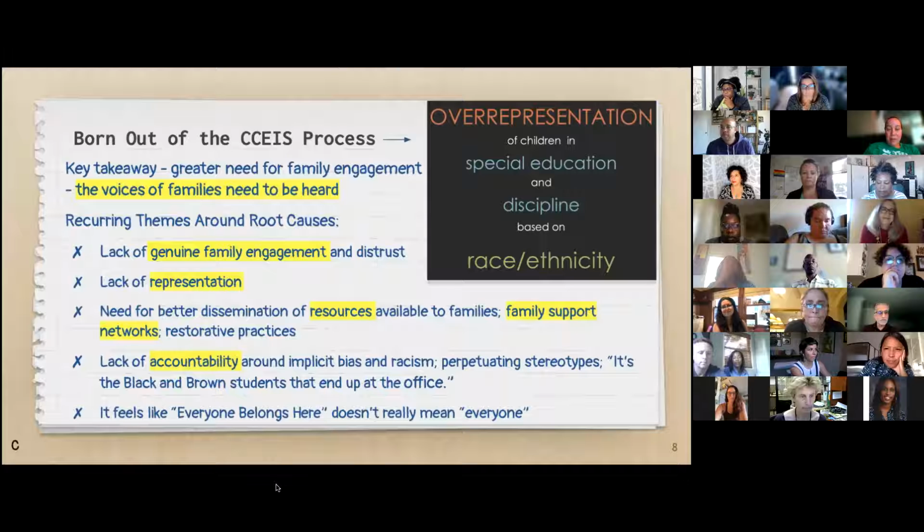So Alameda Mosaic was born out of the CSACE process. CSACE is the Comprehensive Coordinated Early Intervening Services Plan required by the state to address the reasons behind overrepresentation of African-American students in special education at AUSD. The idea for this advisory committee was born out of CSACE stakeholder focus group discussions around implicit bias and racism. It has been designed by families for families.